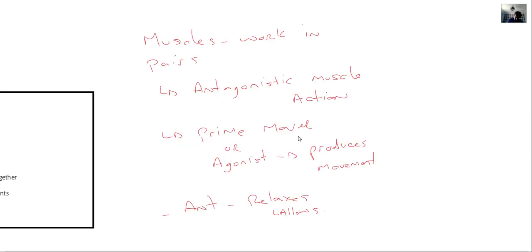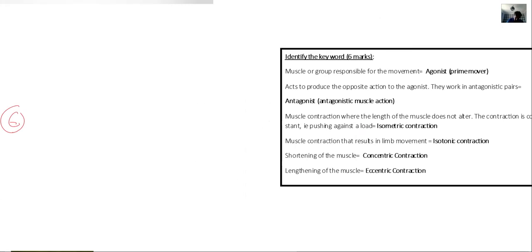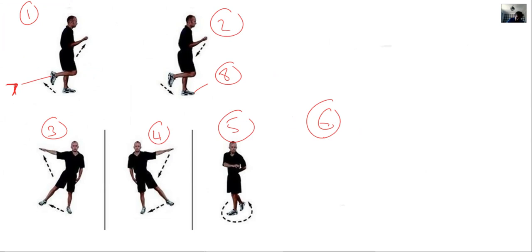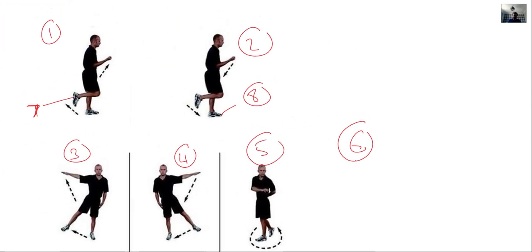Right, if we move down now to the types of movements that we associate with our muscles, we're not necessarily going to talk about the prime movers and agonists and antagonists at the moment.